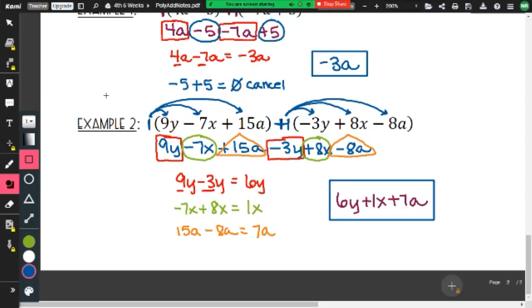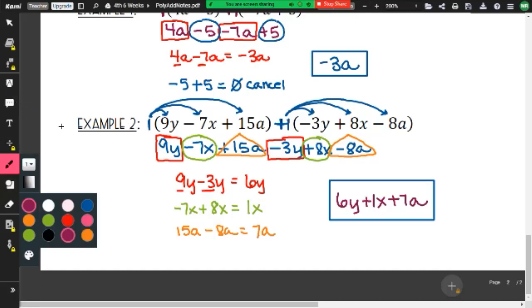Now, on your assignment, if you can do without this step right here, that's fine. If you can't, keep going. Ready? Questions? Look at the next example before I move on.